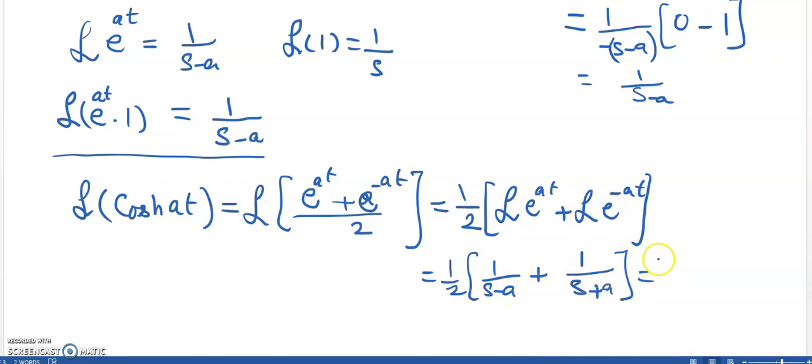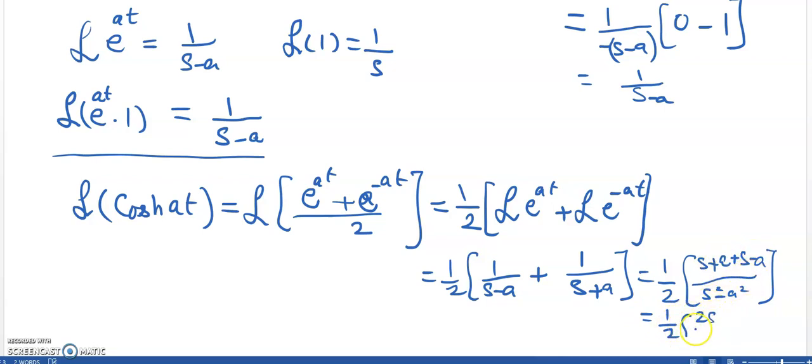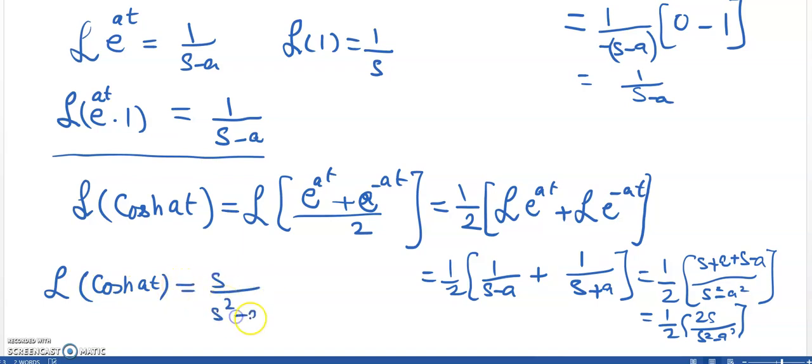And then if you simplify it, it will be 1 over 2 times s plus a plus s minus a over s square minus a square. The a cancels with a, so it will be 2s over s square minus a square. So we finally find that the Laplace transform of cosh at will be equal to s over s square minus a square.